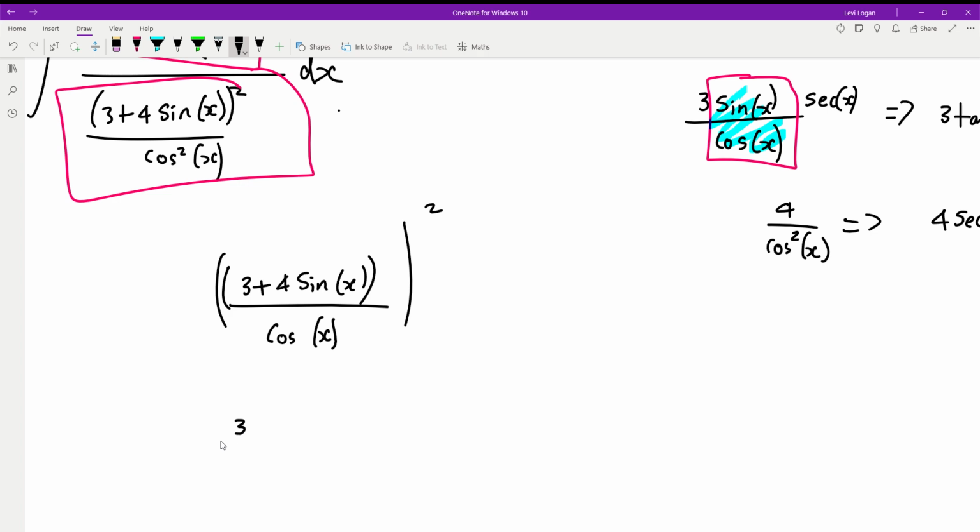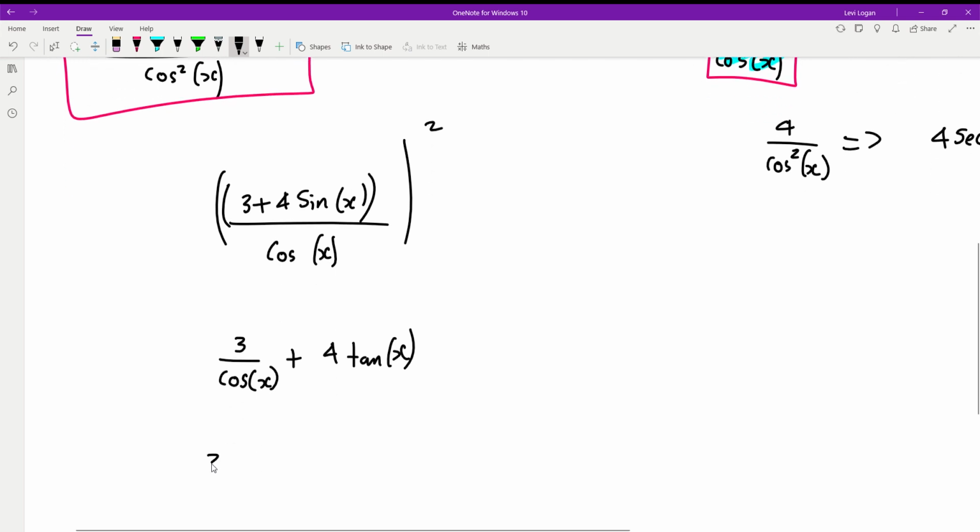So I'll have 3 on cos x plus 4 on sine on cos, which is tan x. And then I can rewrite this bit as sec as well. So we have 3 sec x plus 4 tan x. Okay? So hopefully you can see what I've just done there.